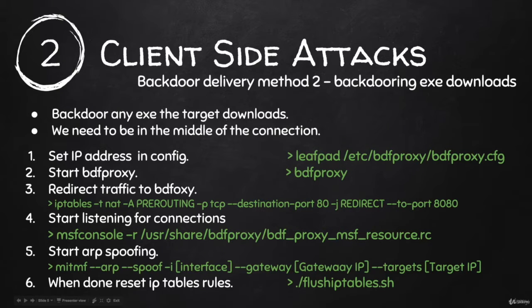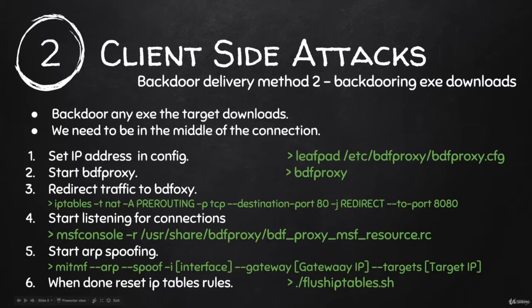In this lecture, we're going to learn another backdoor delivery method. In this method, we're going to wait for the target person to download an exe, a program for example, and we're going to backdoor that program as it's being downloaded on the fly. So when the target person goes in and runs the program that they were downloading, the program will run, but in the background, our payload or our backdoor will run as well, and it will give us full access to the target computer. This is all possible using a tool called Backdoor Factory Proxy.